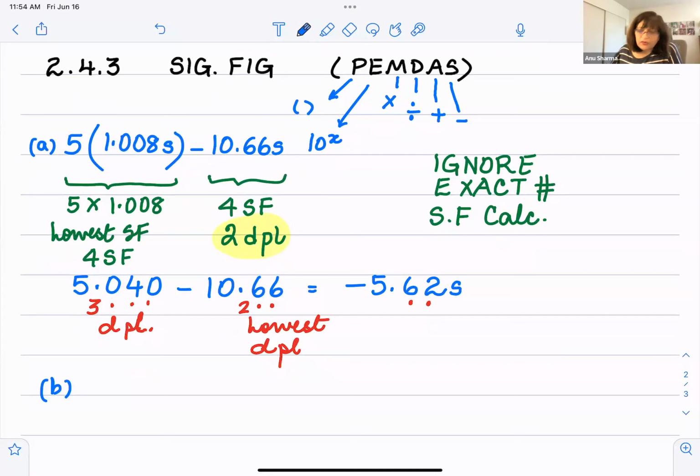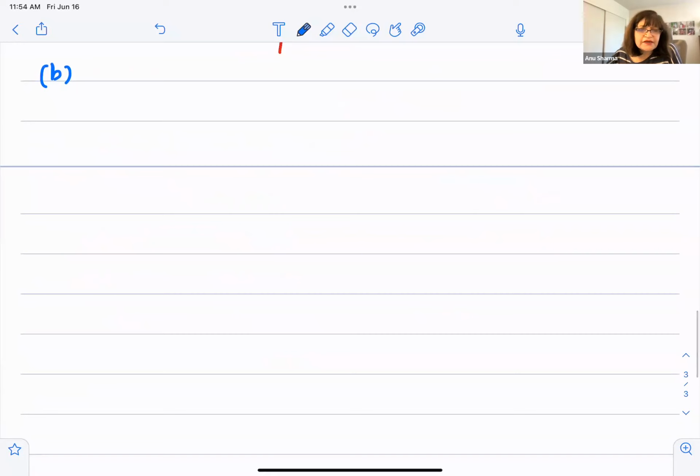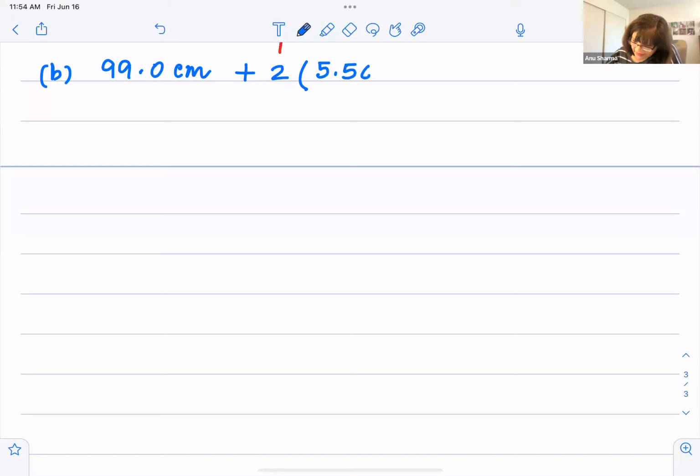Okay, good. Next, we're going to look at the next problem, which is 99.0. So same story, 99.0 centimeters plus 2 times 5.56 centimeters. All right, so here you see that you're going to do the multiplication first. So multiply this first.